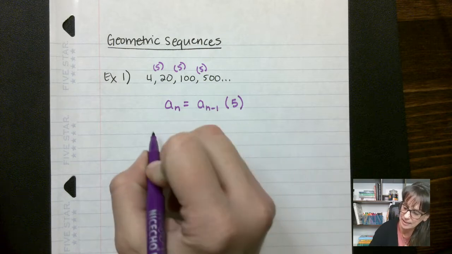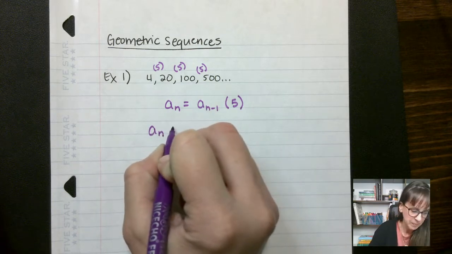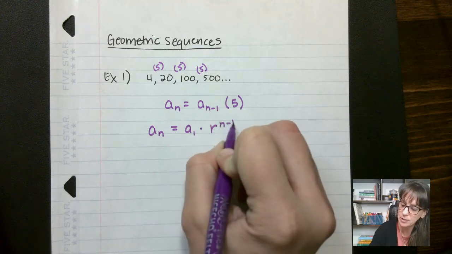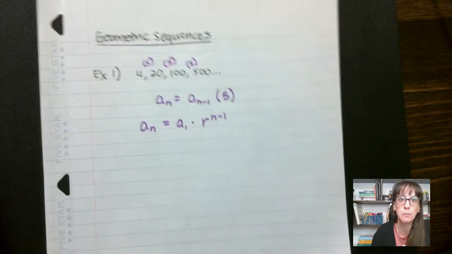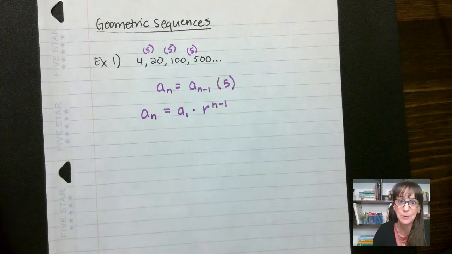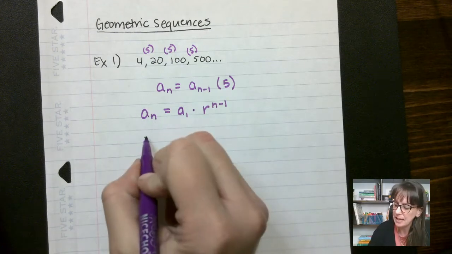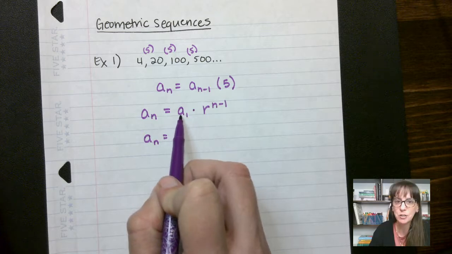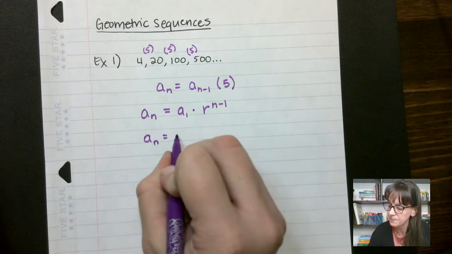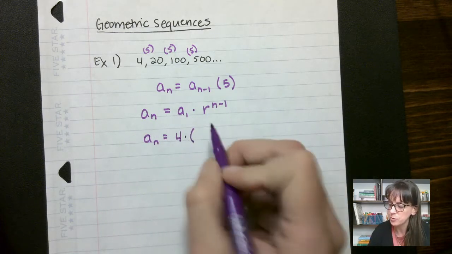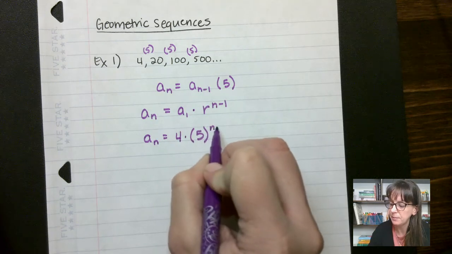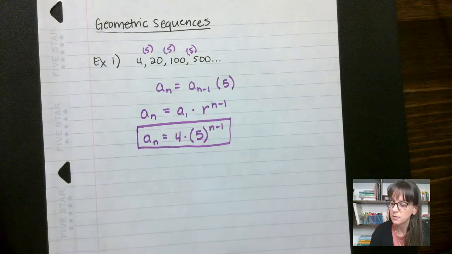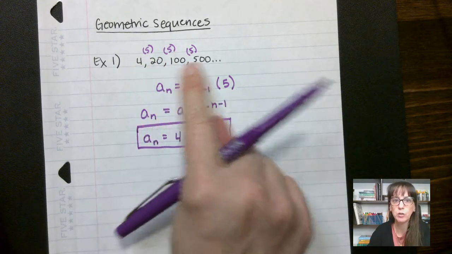And again, that rule looks like this. It is a_n equals a_1 times r^(n-1). And remember, your n is your term number, or the position that it's in. So we look at this and we say, okay, what's our answer in position 1? It's 4, times our ratio, which we now know is 5, to the n minus 1. You have now written the rule. That's all you've got to do in order to write this rule.